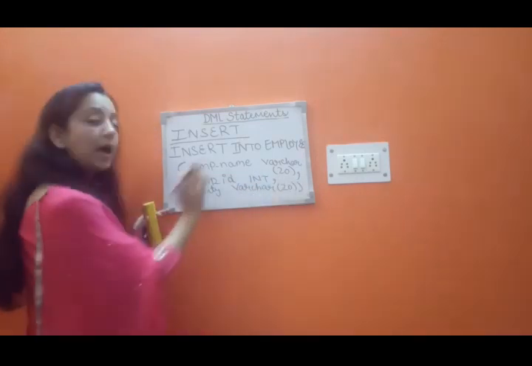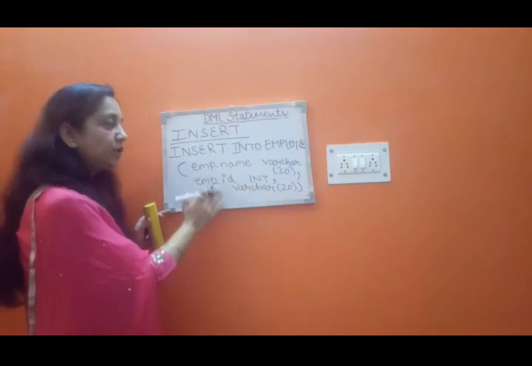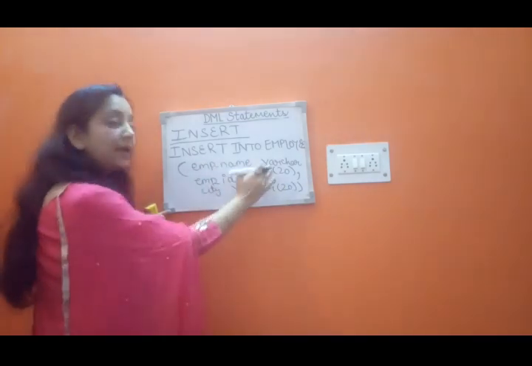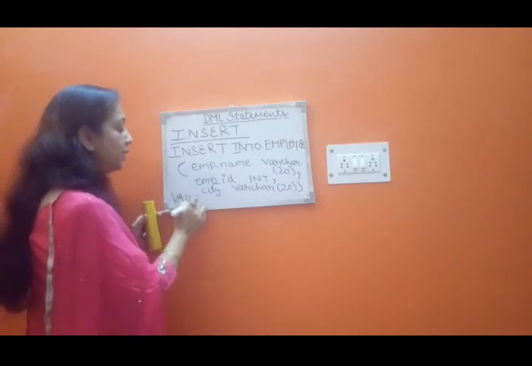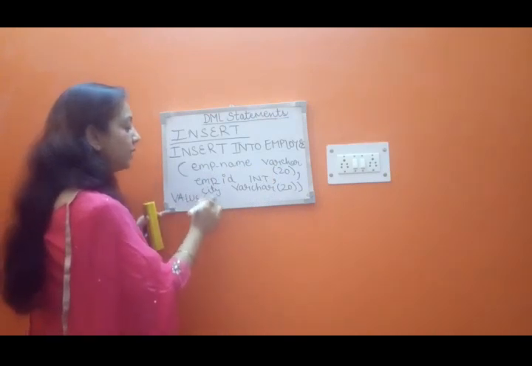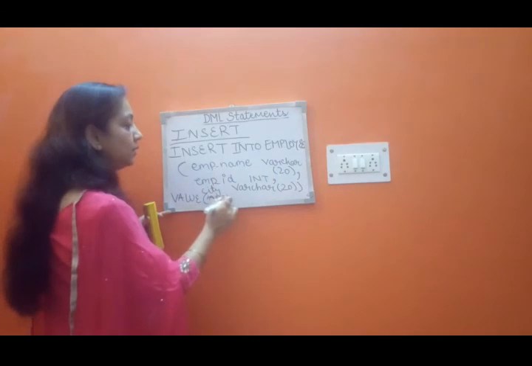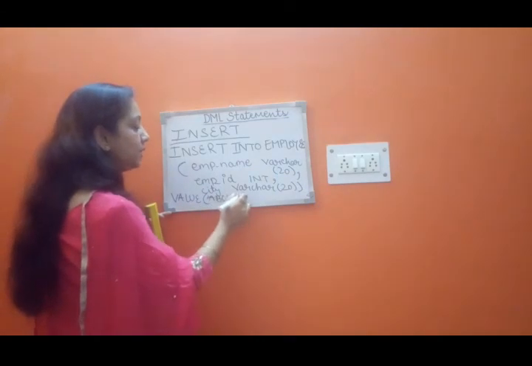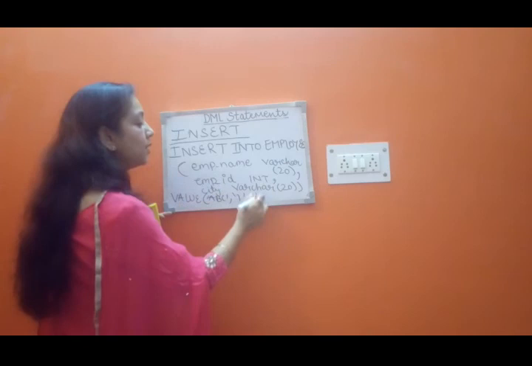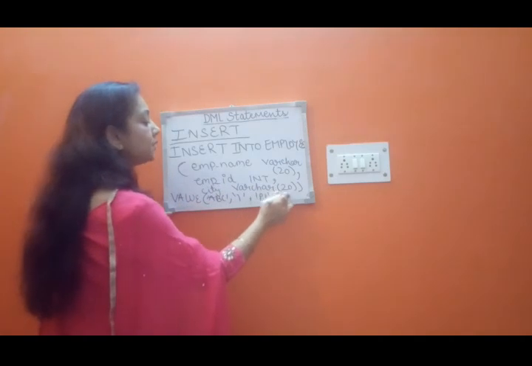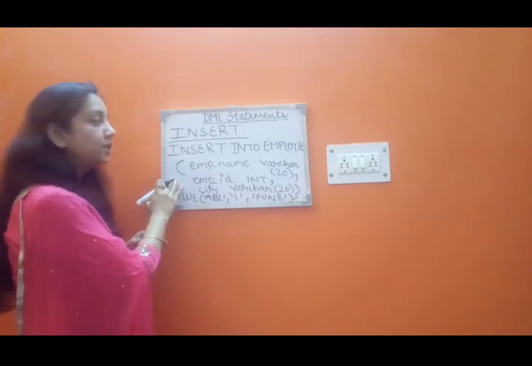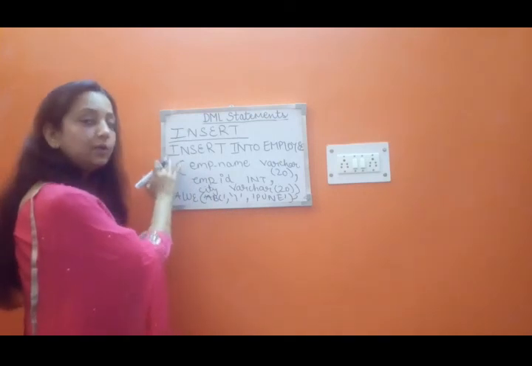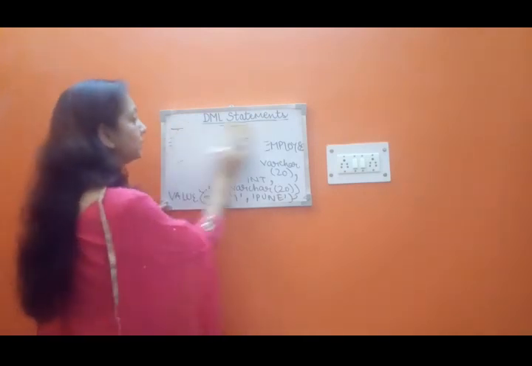Now I have specified the column names or the attributes and their respective data types. Now here I will mention the values that I want to insert. Value, employee name is ABC, the employee ID is 1, and the city is Pune. So this is how I will insert new columns or new attributes in the existing table using the insert command.